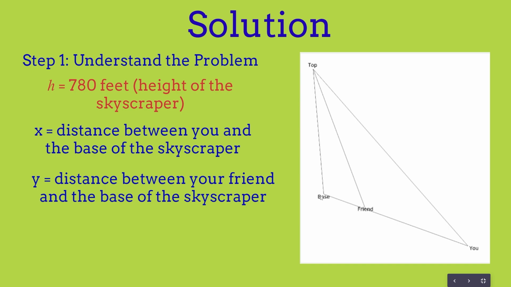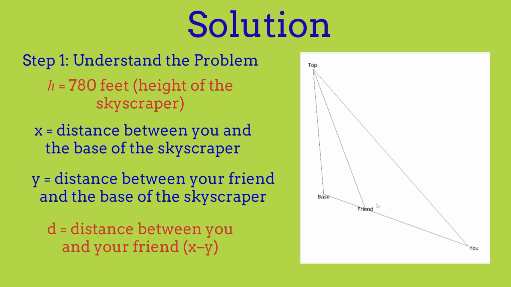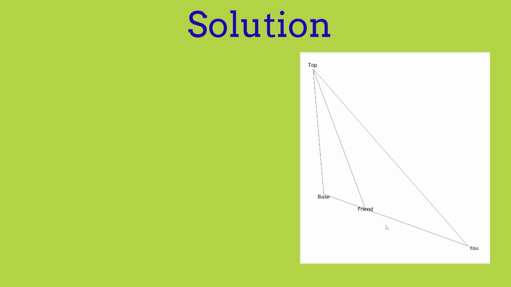So from the base of the tower to your friend, that would be Y. And then D is equal to the distance between you and your friend. So between you and your friend, it is equal to X minus Y. So this is how we can understand the problem for the solution.